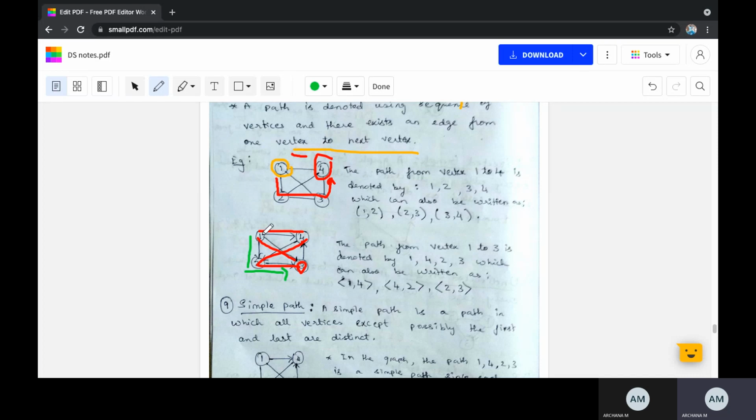Now look here, when you consider this path, 1 to 4, 4 to 2, 2 to 3, the path is very big. So I will not consider this. So I can consider this as the single smallest path.